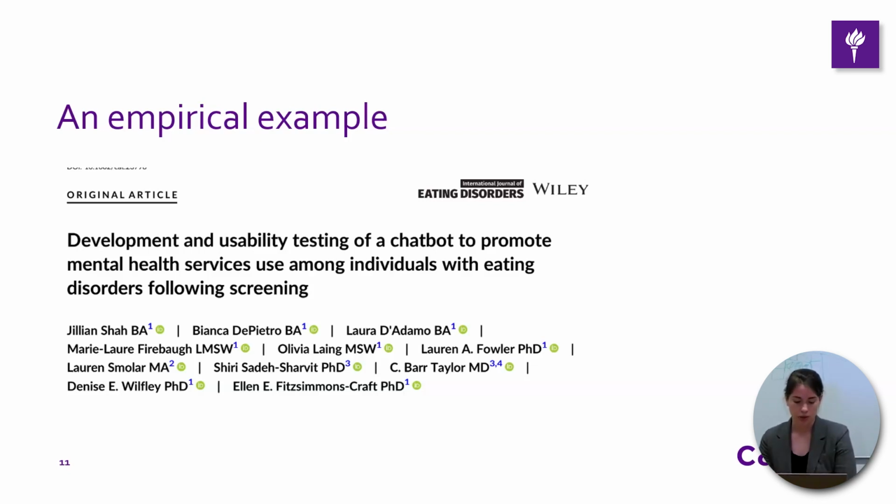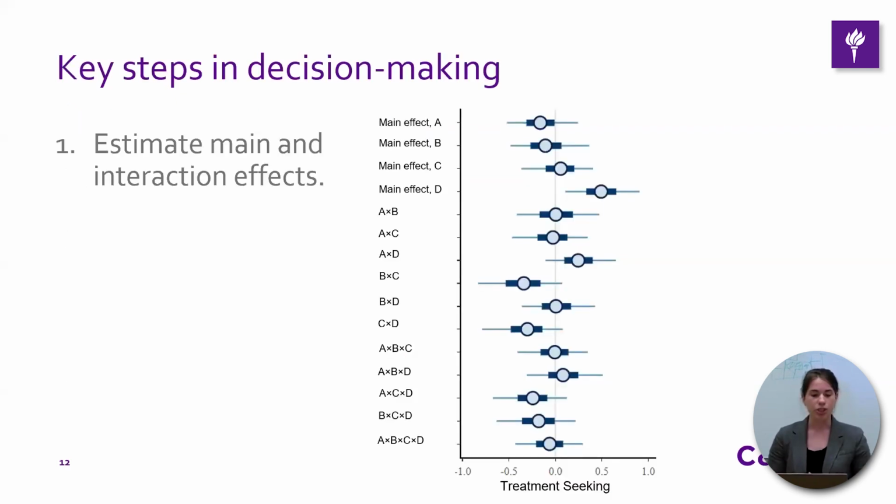And I'll also say that Dr. Fitzsimmons-Kraft, who is the principal investigator of this line of work, gave one of our webinars in the recent months, and that's available on Cadio's website if this particular example is of interest. But just a quick example of what it might look like when we estimate main and interaction effects.